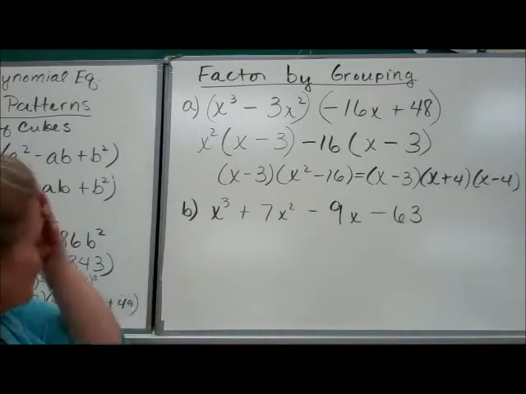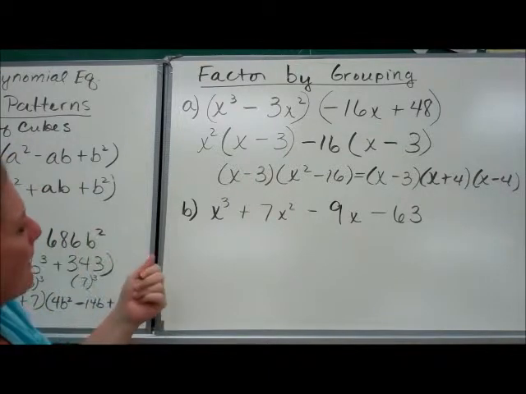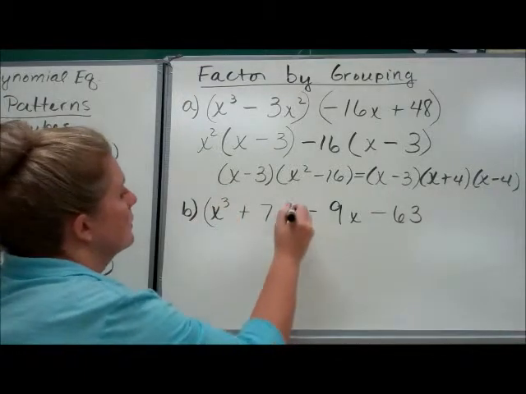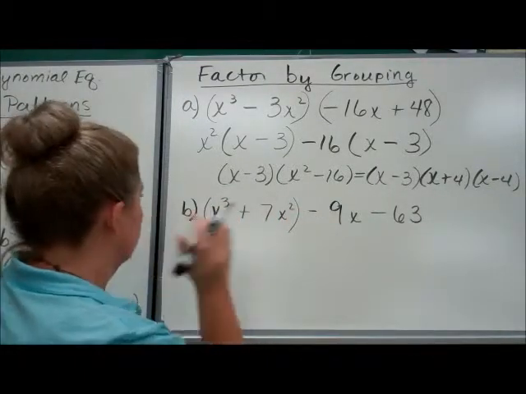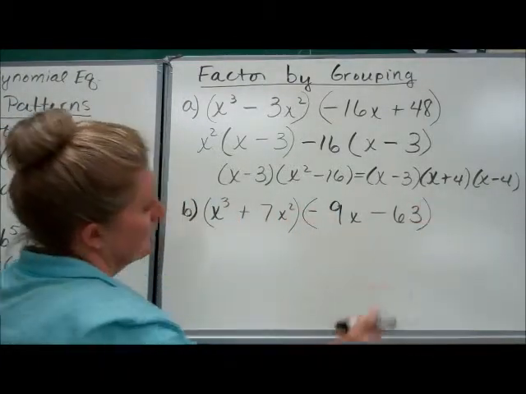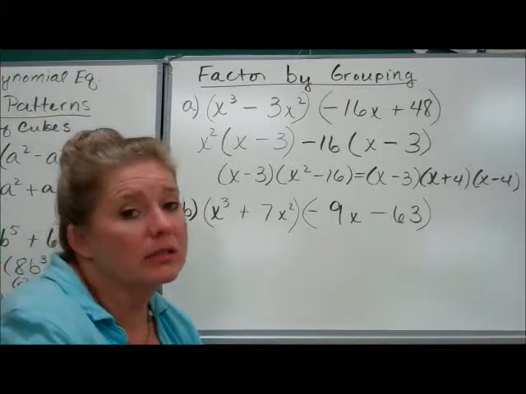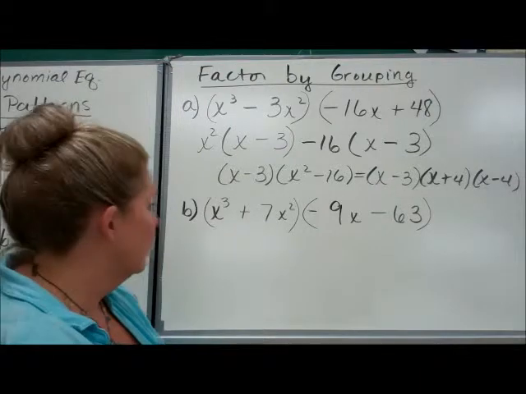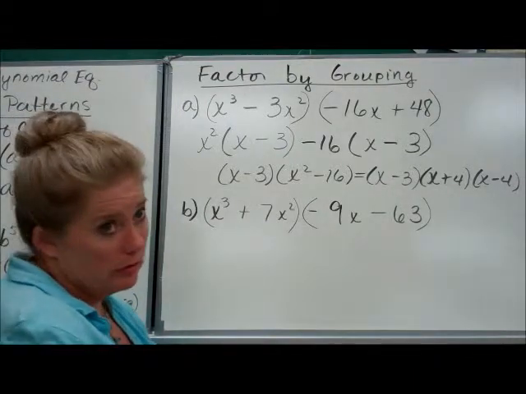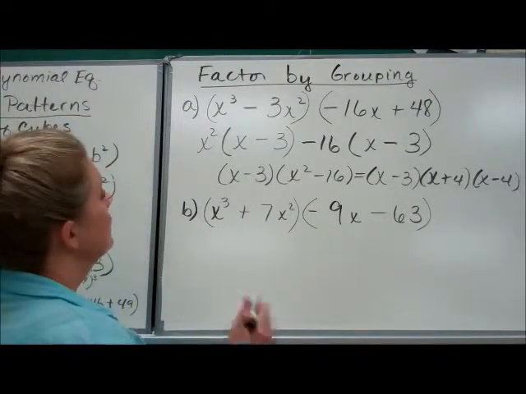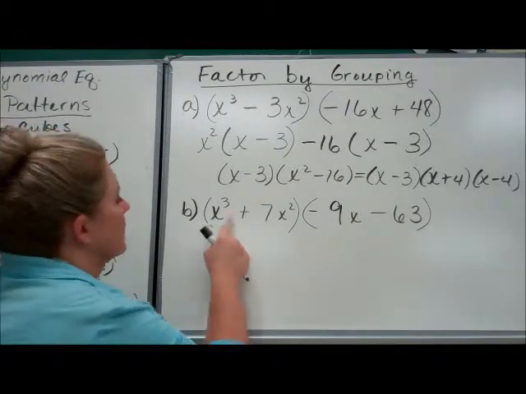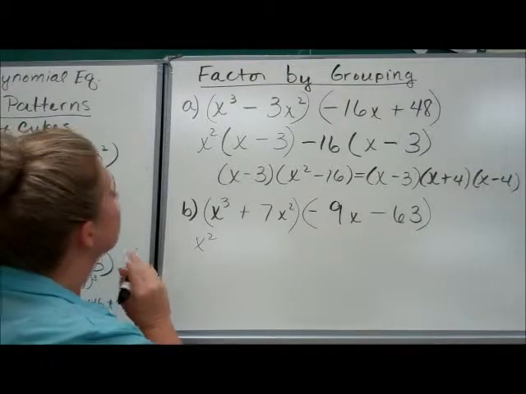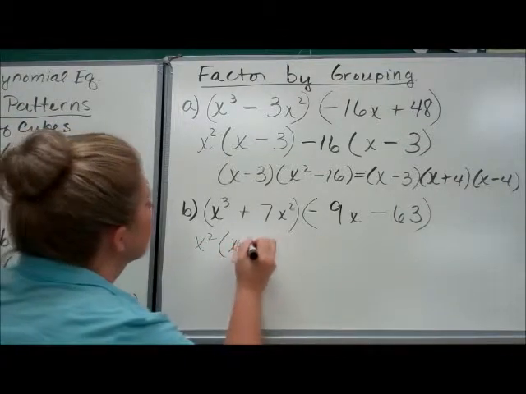The only thing I can think of to do is to factor my first group, my first 2 and my last 2. That's usually how it's going to happen. Once in a while you might have to move things around, but usually it's going to be the first 2 and the last 2. Then you do your greatest common factor. Oh, x cubed, x squared. Okay, factor out x squared. That's going to leave me with x plus 7 here.